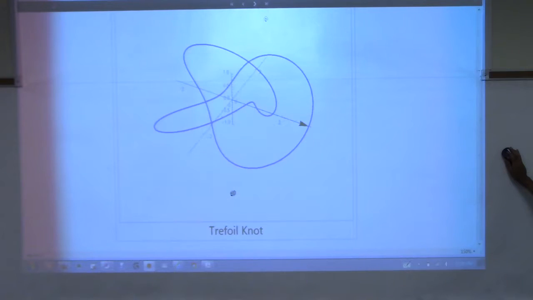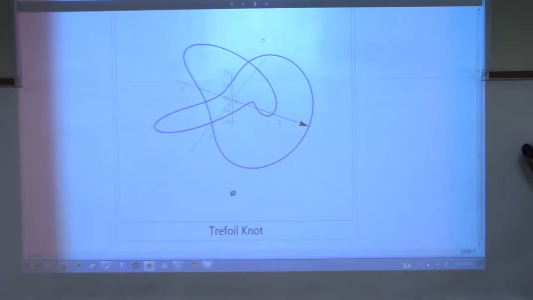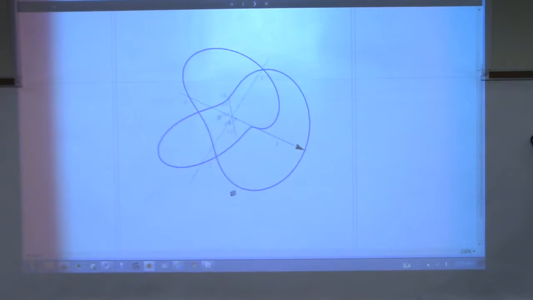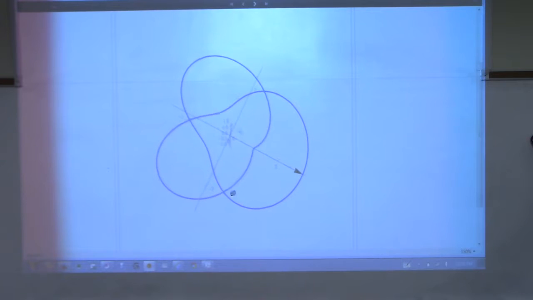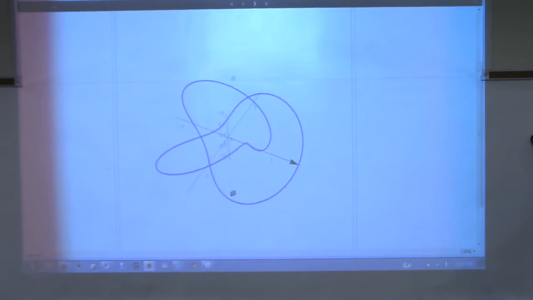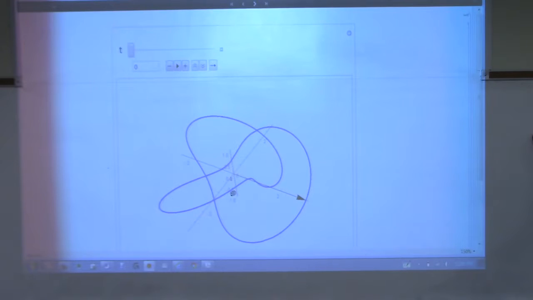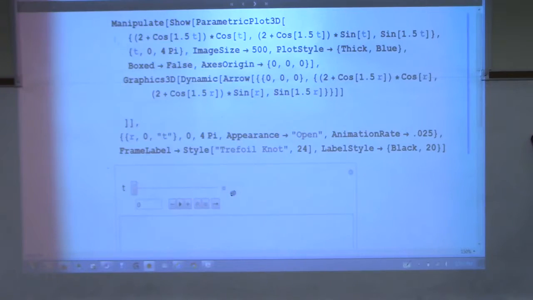And then here's another one, a trefoil knot. This is an interesting vector function because it's really difficult to see it here, but it ties a knot into itself. That's pretty cool. The vector function for that is in your book, but it's in here too. We'd have to look at it though.